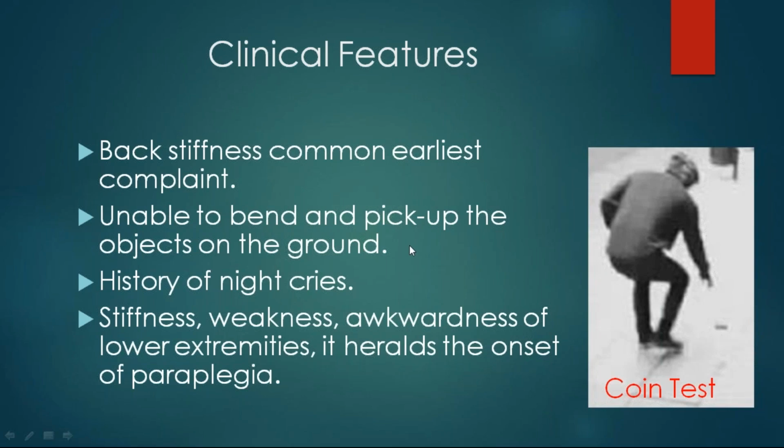So the most common and earliest complaint is back stiffness. The patient complains that he is unable to bend and pick up objects from the ground. And he clearly describes that he has more pain during the night, which is called a night cry. In the coin test, if we place a coin on the floor and ask him to pick it up, he will not be able to pick it up because of the pain. There is stiffness, weakness, and awkwardness of the lower extremities, and it may even progress to paraplegia.